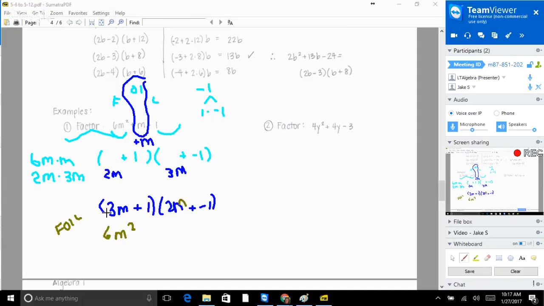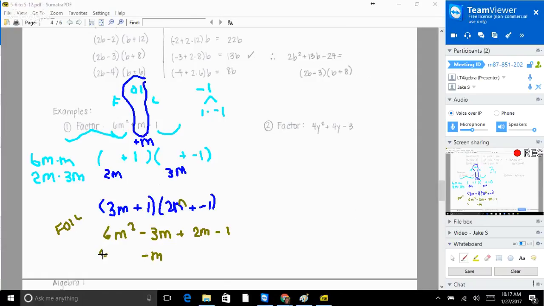Okay. First, 3m times 2m, 6m squared. Outside is 3m times negative 1, so that's negative 3m. Inside is 1 times 2m, so that's positive 2m. And last is 1 times negative 1, which is negative 1. So negative 3m plus positive 2m is going to give me negative m.